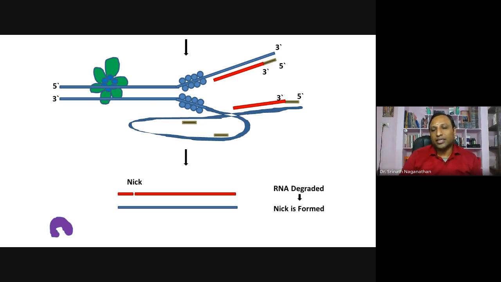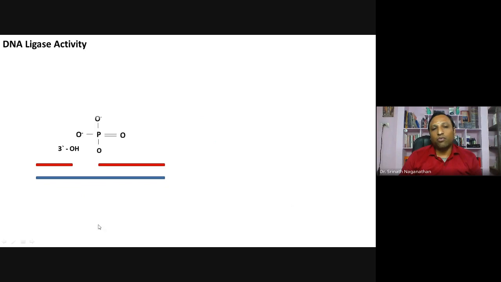So the RNA is degraded and the nick is formed here. The DNA ligase joins it and it becomes a normal strand now. To see this, the bottom one is our parental strand and the red color one is our daughter strand. So let's see the DNA ligase activity, how the DNA ligase works. If you see, this is the nick which I was talking about in the previous slide. Here, if you see the nick, they have the 3' OH and 5' phosphate end.